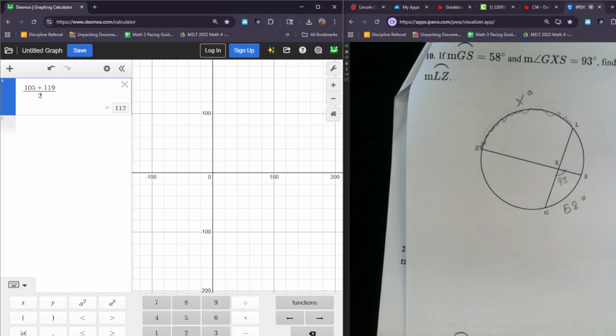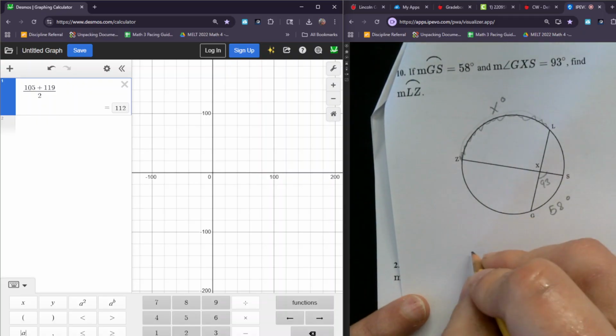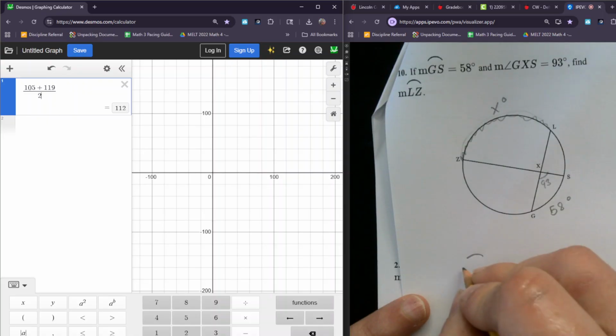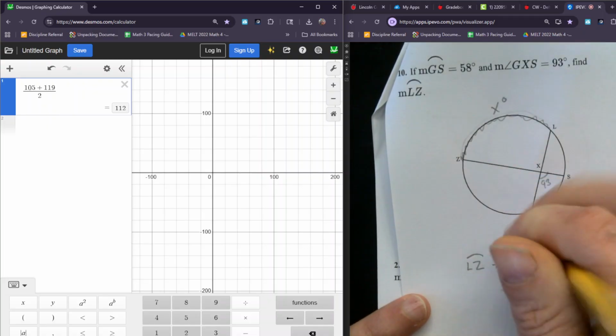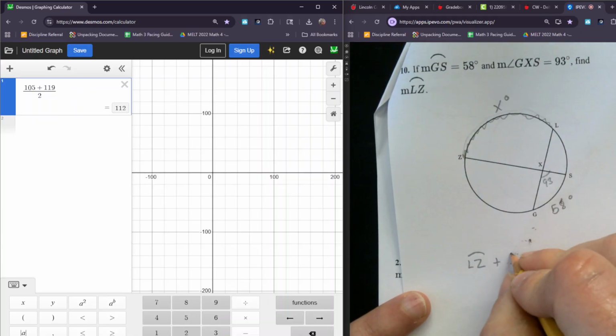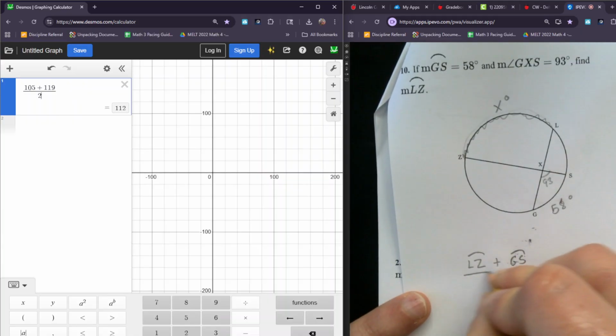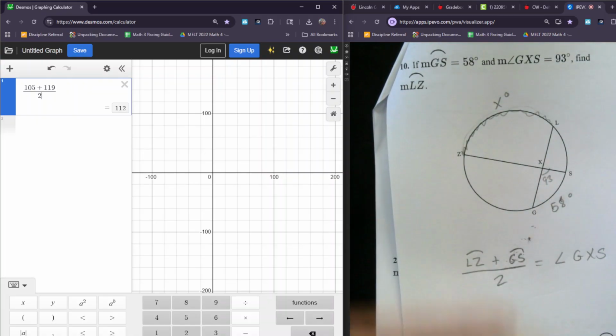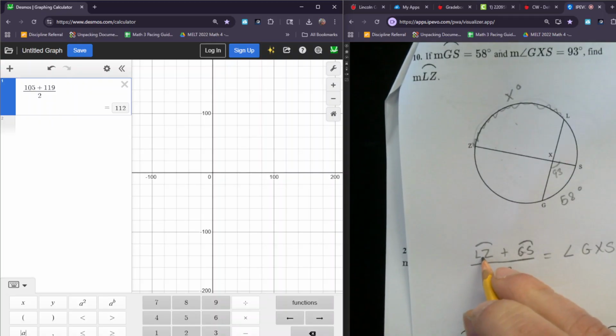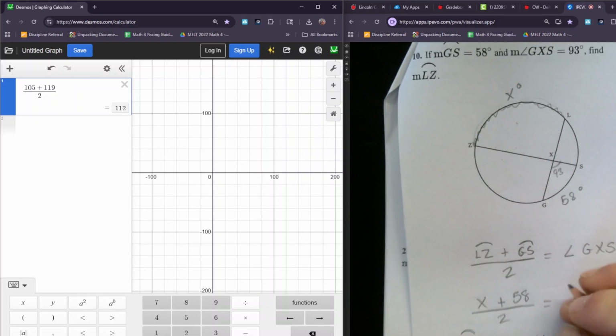All right, so let's think about this. We know that arc LZ plus arc GS divided by 2 is angle GXS, which is this angle right here. Now if we plug in what we know, instead of LZ here, I'm going to put an X. X plus GS divided by 2 is equal to 93.